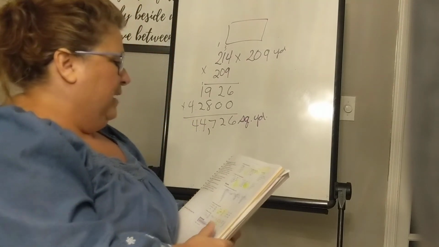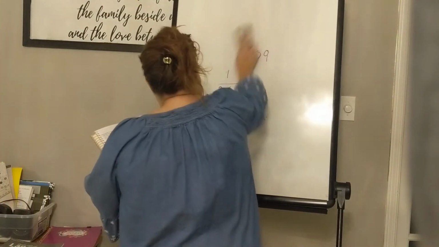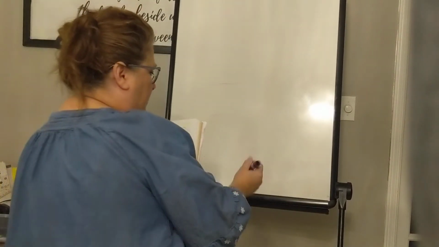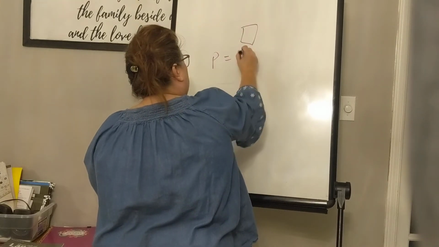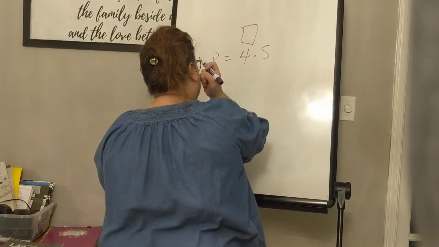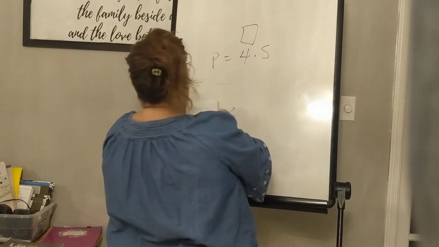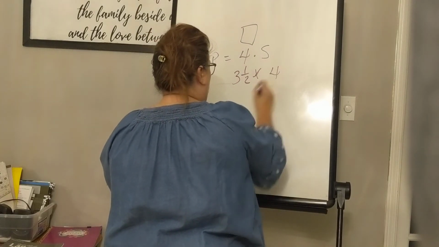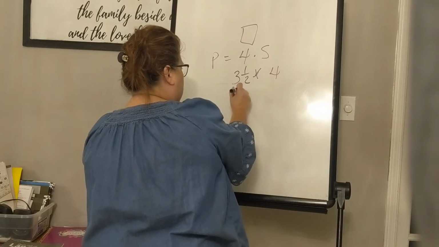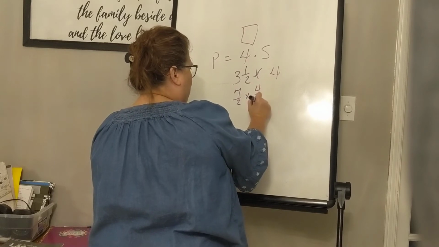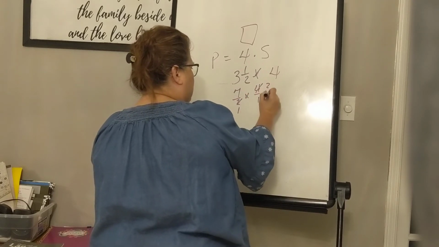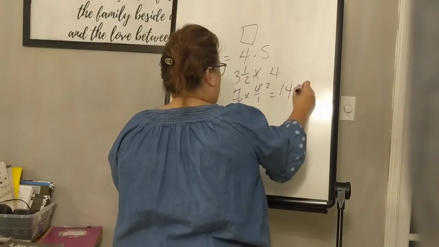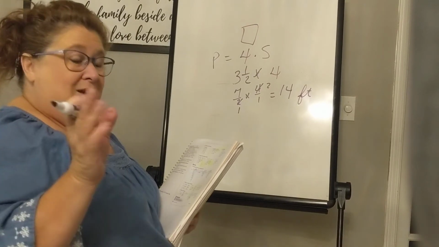You have perimeters of a square. So to find the perimeter of the square, it's 4 times the side. So it'll be 3.5 times 4. Here's our square. Perimeter equals 4 times the side. And the side is 3.5 feet times 4. Turn it into an improper fraction. 3 times 2 is 6, plus 1 is 7. 7 halves times 4 over 1. 2 goes into 2 1 time. 2 goes into 4 2 times. So it equals 14 feet. It's not square feet because we're finding perimeter and not area now.